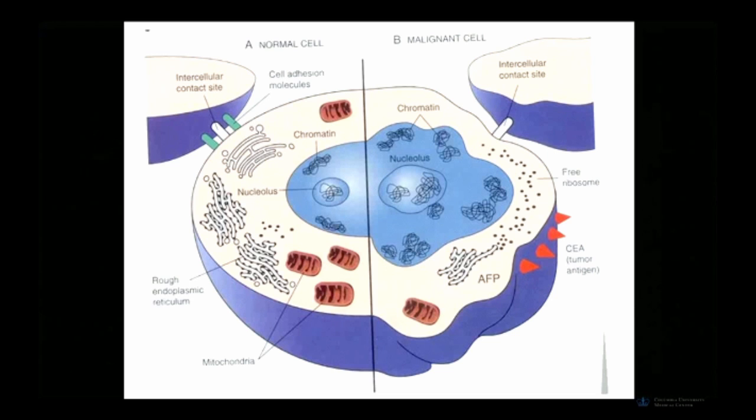Okay? So over here, we've got cell adhesion proteins or cell adhesion molecules. And over here, what they're showing on the normal cell is that they have these cell adhesion molecules that anchor one cell to the neighboring cell in the tissue. One important example of these anchoring proteins is called fibronectin.